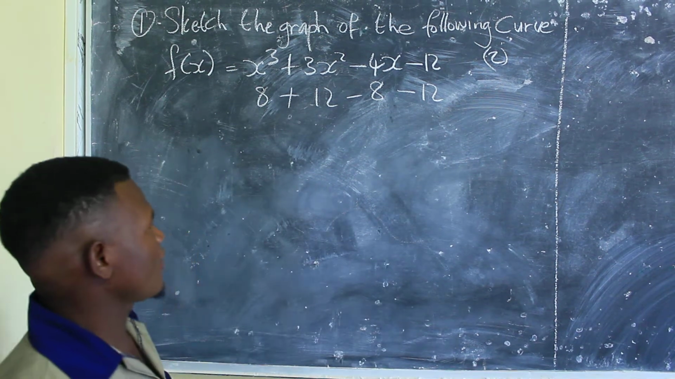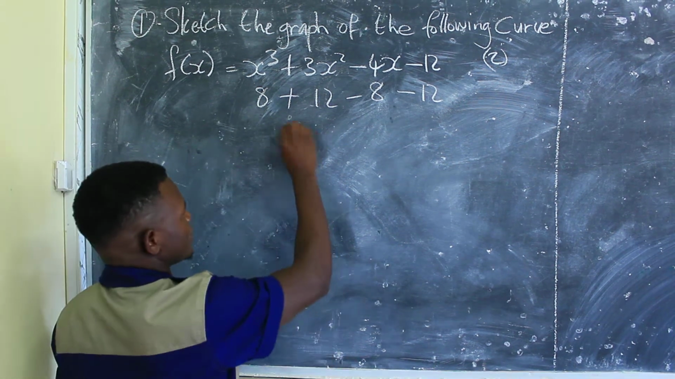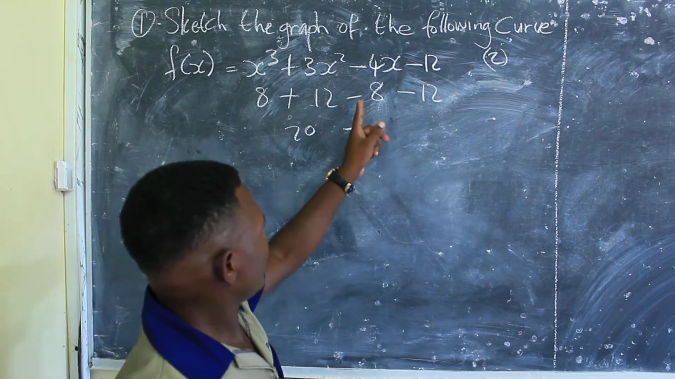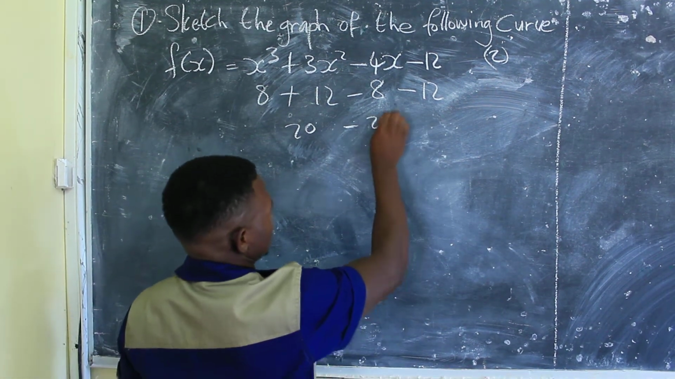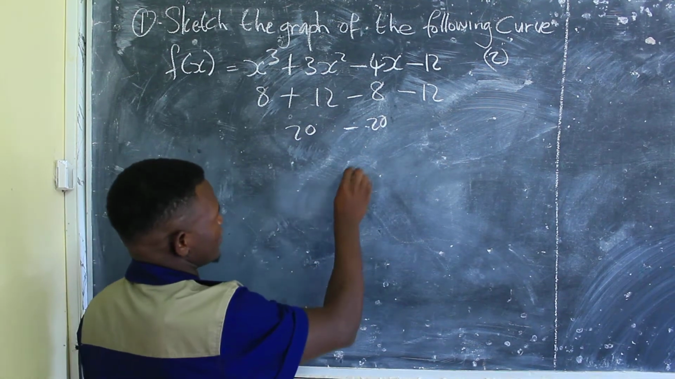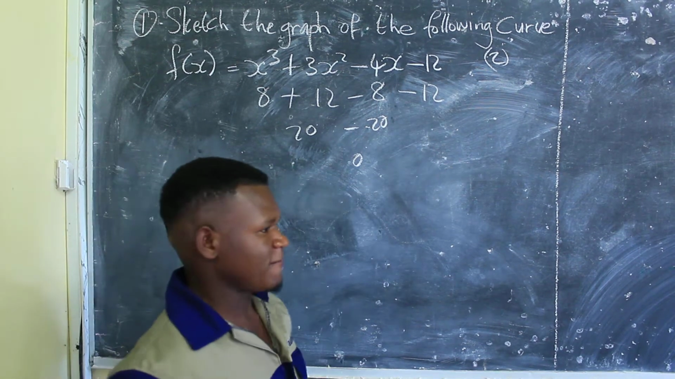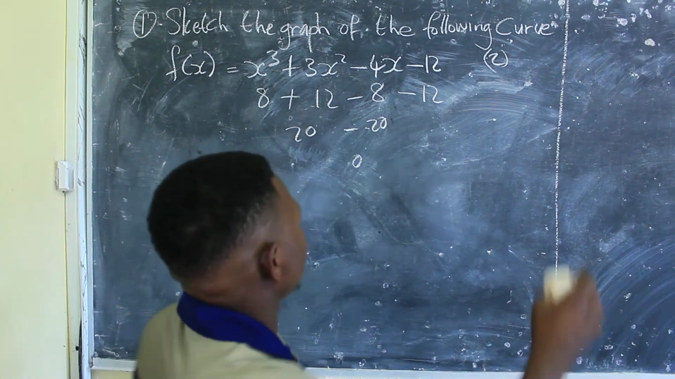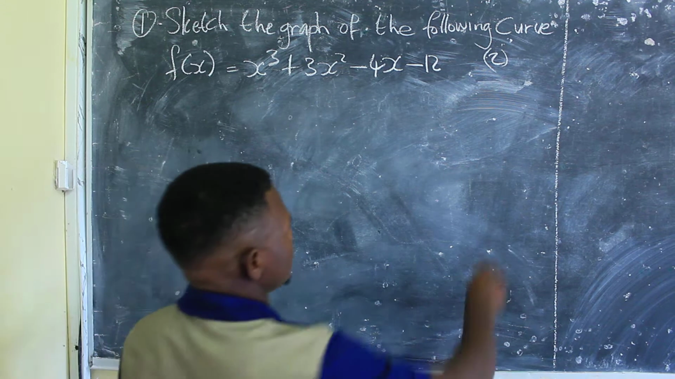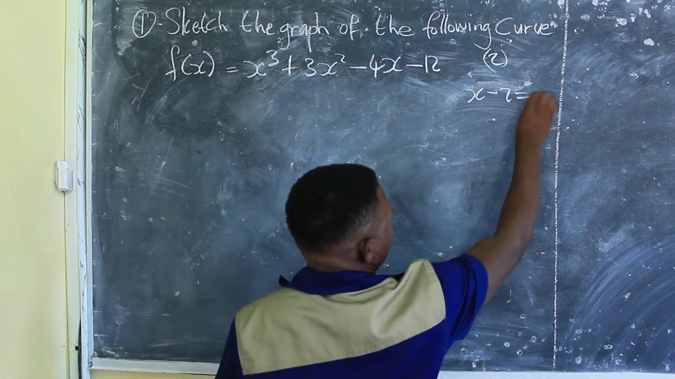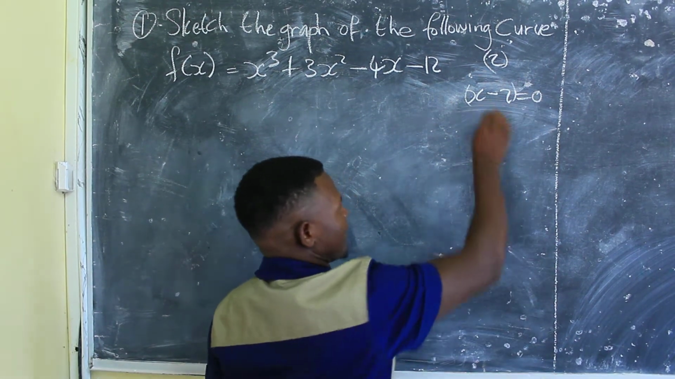Let's see if we can get 0. 8 plus 12, the answer is 20. Minus 8 minus 12, the answer is minus 20. So when I subtract, I get 0. That means the 2 is the right factor. Okay? Now, you write it: x minus 2 equals 0. This one becomes our first factor.